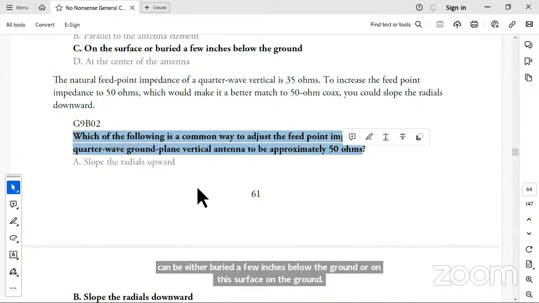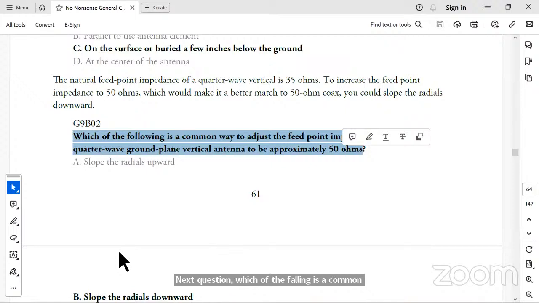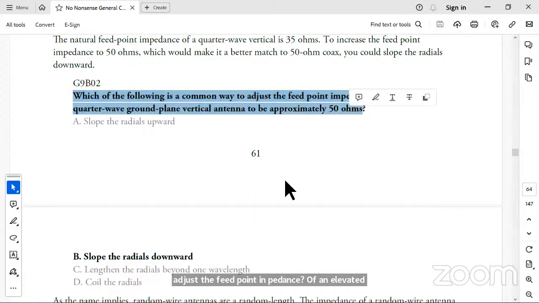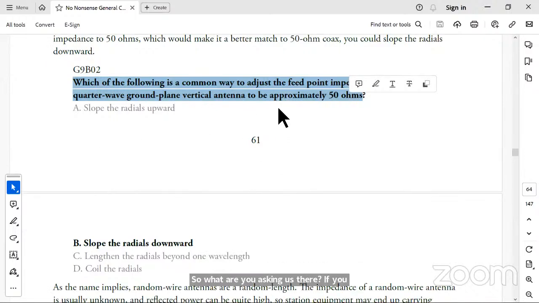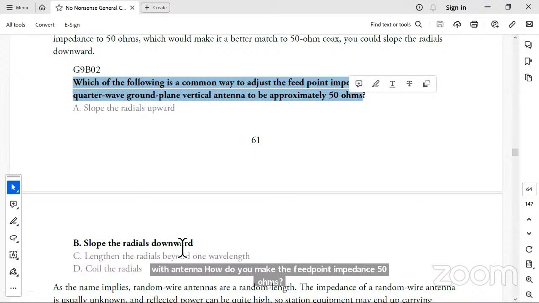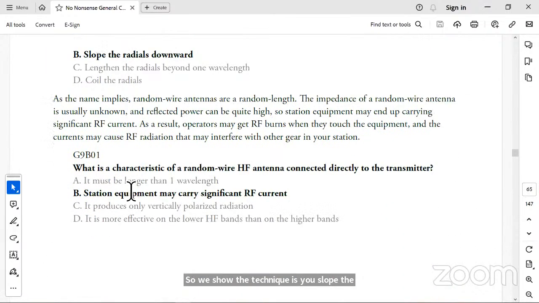Next question. Which of the following is a common way to adjust the feed point impedance of an elevated quarter wave ground plane antenna to be approximately 50 ohms? So what they're asking us there, if you have a quarter wave antenna, how do you make the feed point impedance 50 ohms? So we showed the technique is you slope the radials downward. All right.